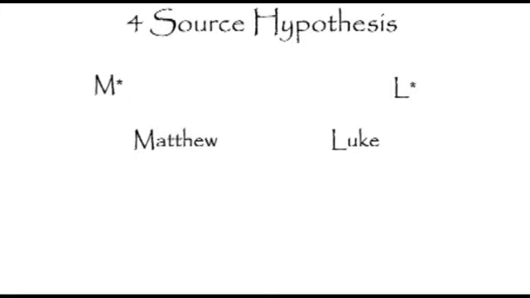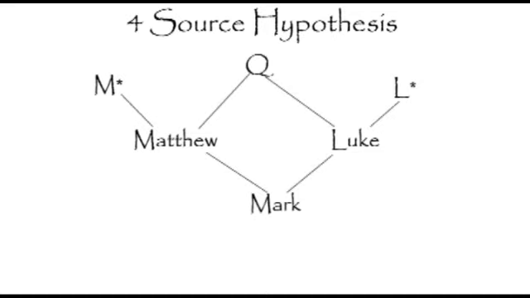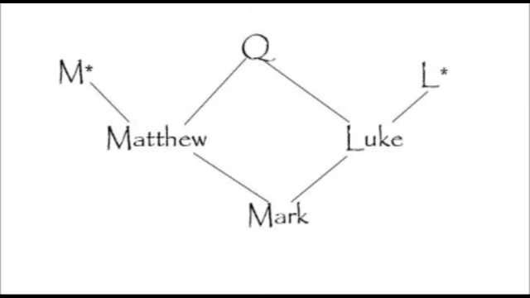Q is from the German word Quelle, which, wait for it, means source. The material which is unique to Matthew or Luke is treated as their own unique material. This is the two- or four-source hypothesis. That is, the two sources are Mark and Q, and one may also include Matthew and Luke as their own distinct sources, to make it four sources.